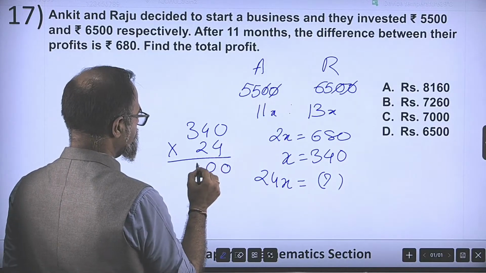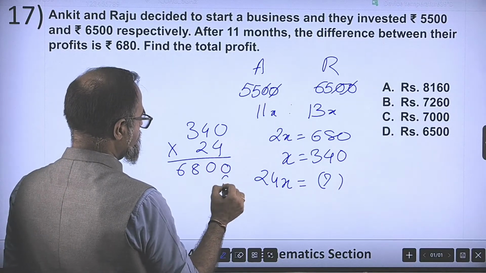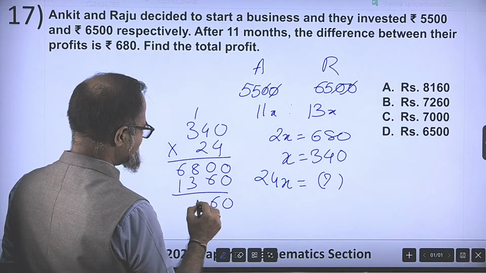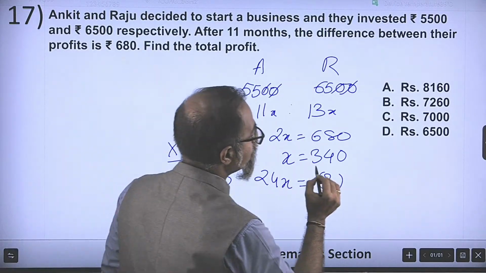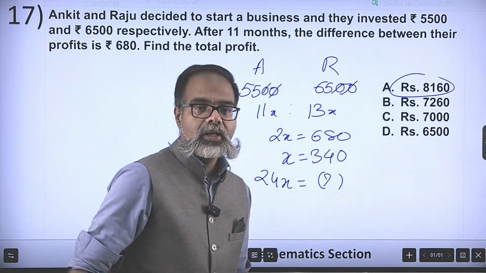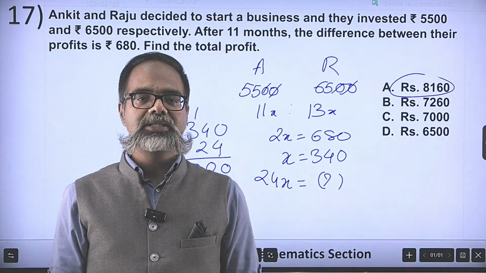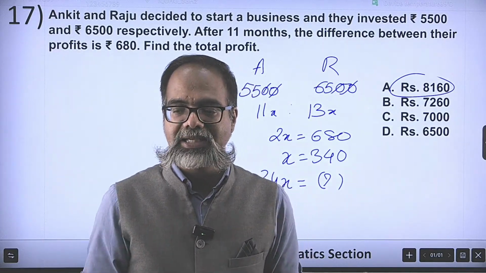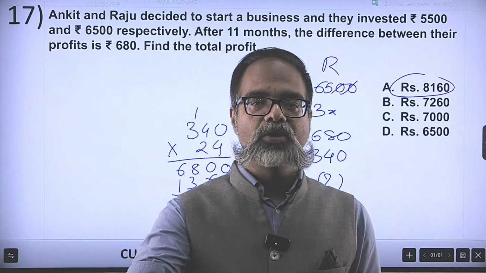0, 2 zeros are 0, 2 fours are 8, 2 threes are 6, 4 zeros are 0, 4 fours are 16, 4 threes are 12, 13, 0, 6, 1, 8, 8160, definitely an option. Great. When such non-regular numbers turn up and you get the number, it feels so good. So definitely 8160 is the answer that we are looking for.